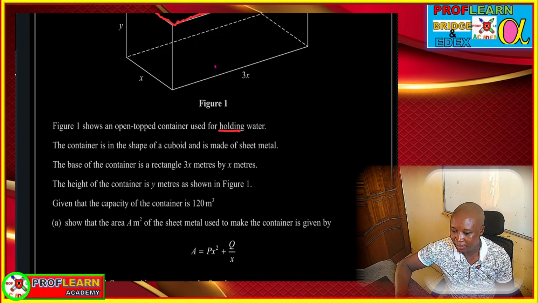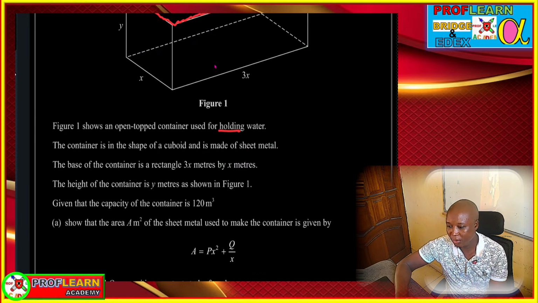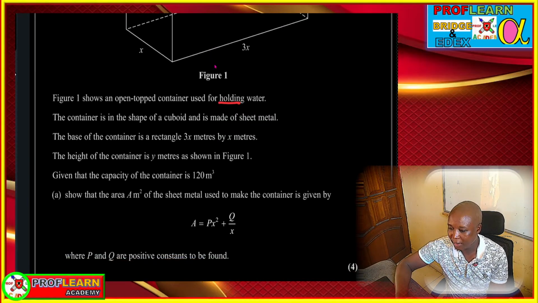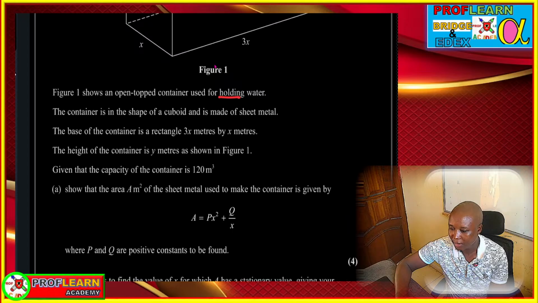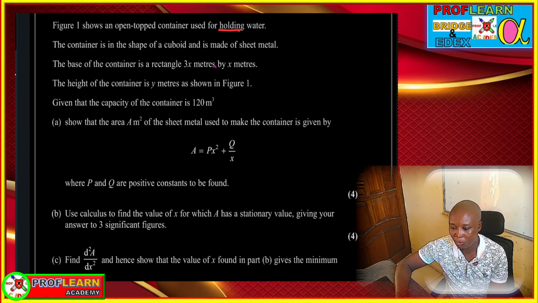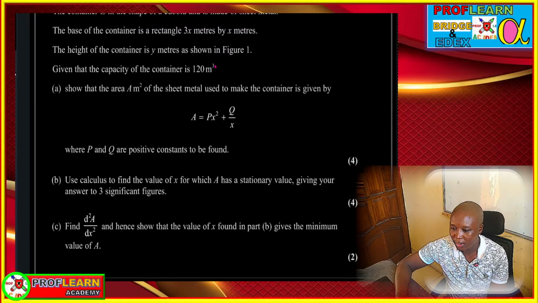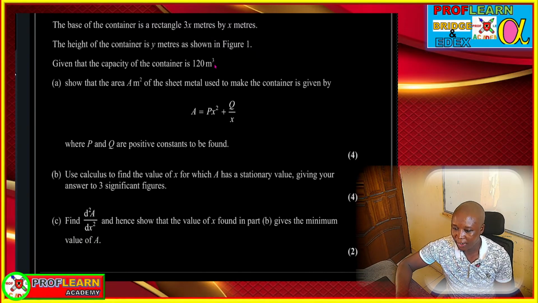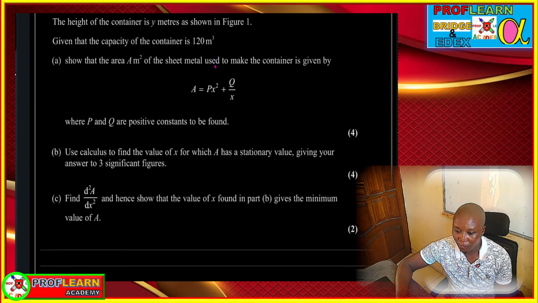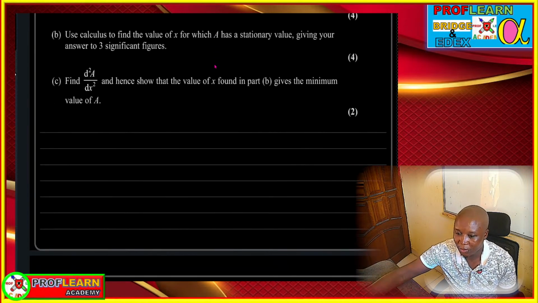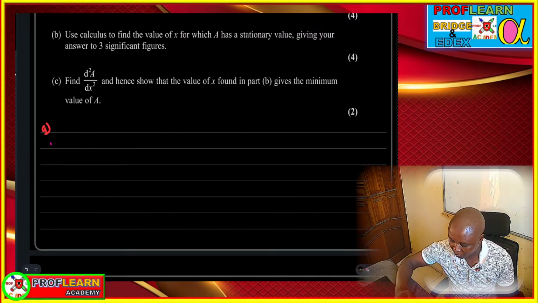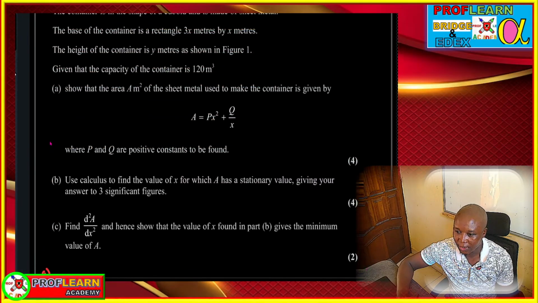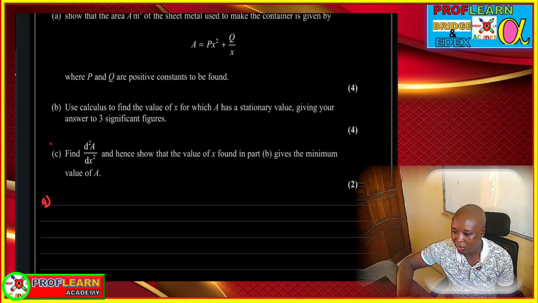Show that the area of the sheet metal used to make this container is A equals p x squared plus q over x, where p and q are positive constants to be found. Then use calculus to find the value of x for which A has a stationary value, and then we are supposed to find d squared A over dx squared, and show that the value of x found gives the minimum value of A. So the first thing we are going to do in part A, since we are supposed to show that the area is that, is to find the volume.